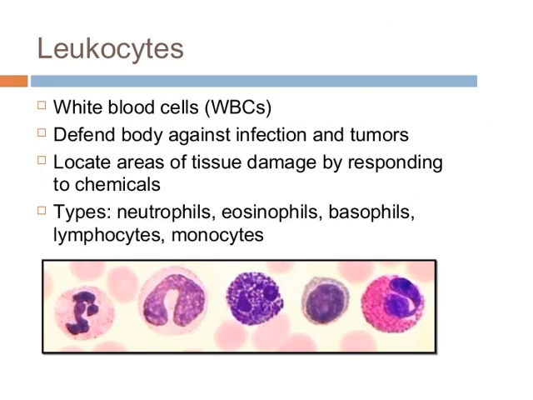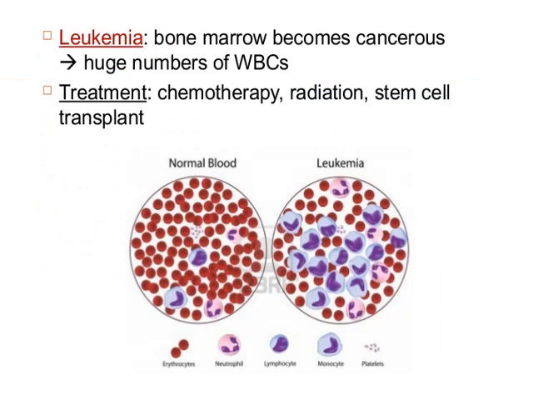Next is leukocytes or WBCs. They defend the body against infections and tumors. They locate areas of tissue damage by responding to chemicals. There are different types of WBCs present in the blood. They are neutrophils, eosinophils, basophils, lymphocytes and monocytes, as shown in the figure.